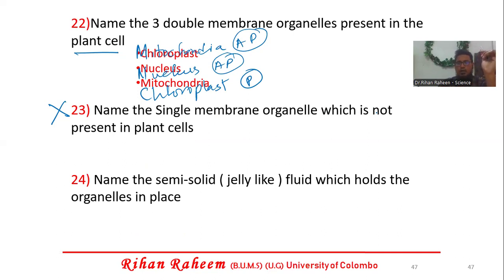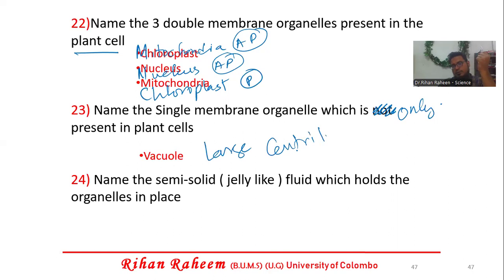Name the single membrane organelle, I think, which is present in the plant cell. If you correct this question, then you can go for vacuole, which is only present in plant cell. Large centralized vacuole. Even in animal cells, small tiny vacuoles may be there, no? So large centralized vacuole is only present in plant cells. Okay, so here question was wrong, so we corrected the question. Actually, question is wrong, not wrong. In A level, if they ask the question, the answer will be lysosome. But in our O level syllabus, those things are not explained that much.